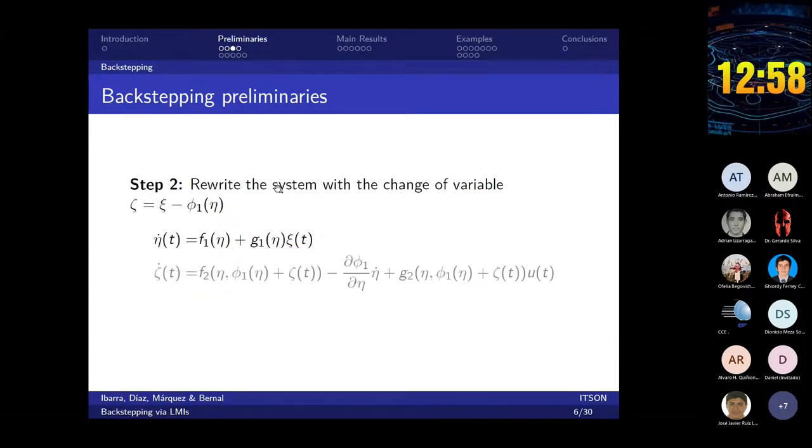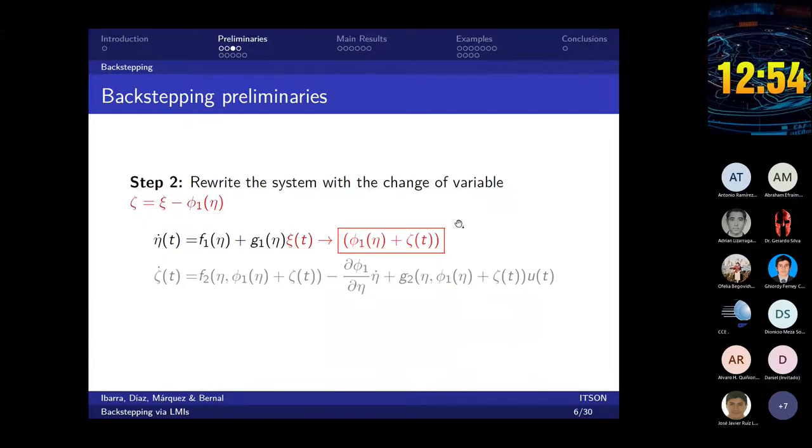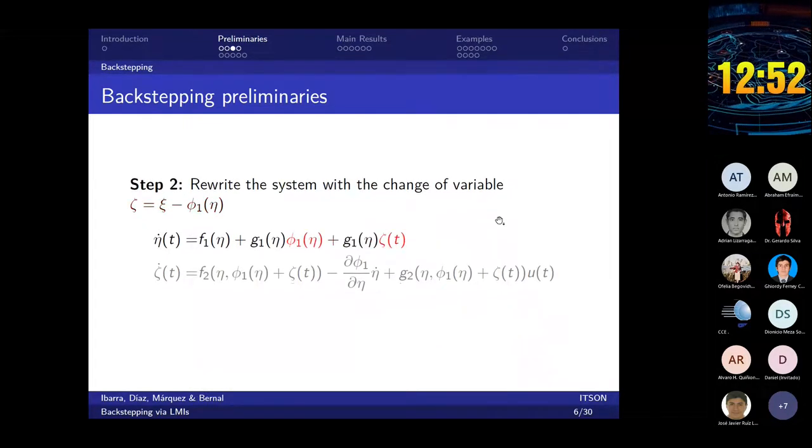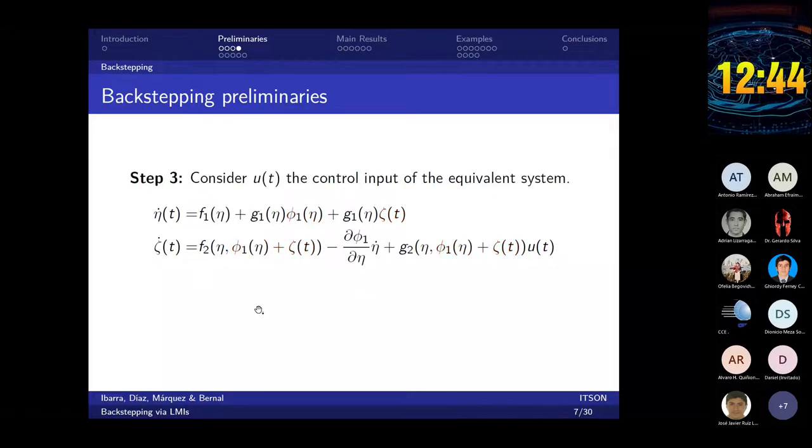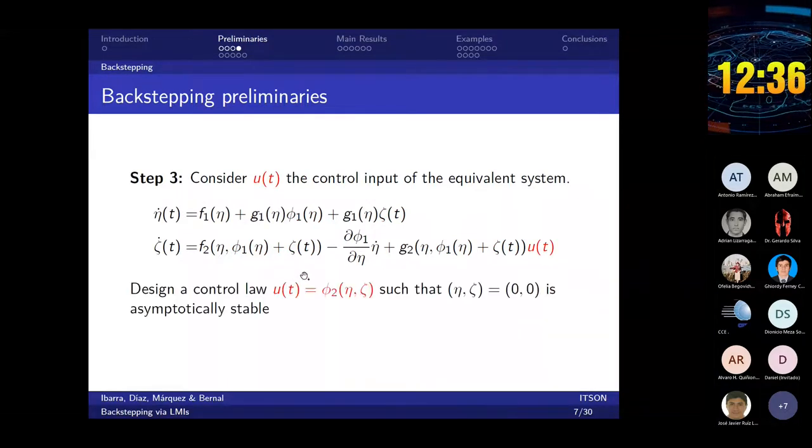Once we do this, we can rewrite the system with the change of variable shown here. And we find the derivative of theta, and we reach this equivalent system. Once this is done, we can establish this system by considering u as the control input. And again, we need to design a control law such that the origin of this equivalent system is asymptotically stable.